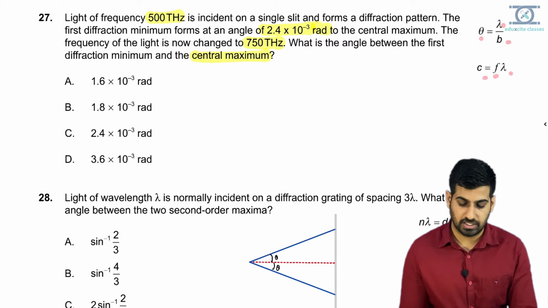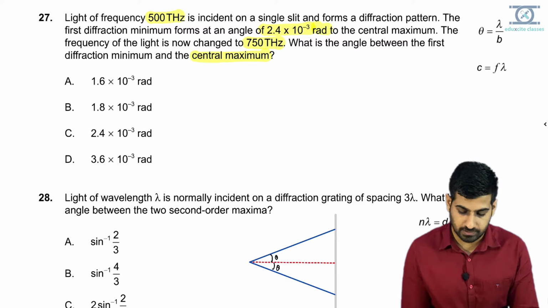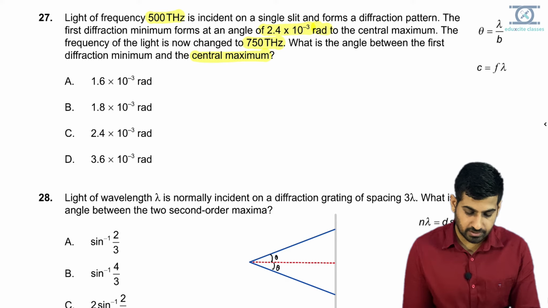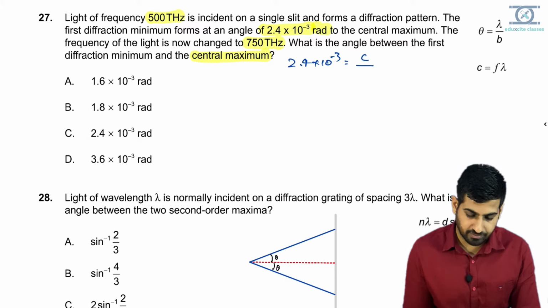So I can write using this equation: theta, or I can say theta 2.4 into 10 raised to power minus 3, is lambda, or lambda can be replaced as c by f, because lambda can be written as c by f.